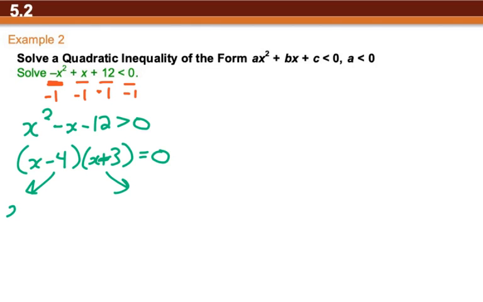Split it off. x minus 4 equals 0, x plus 3 equals 0. And we get that x equals 4 and x equals -3. It's going to flip to the next slide for the sign analysis.